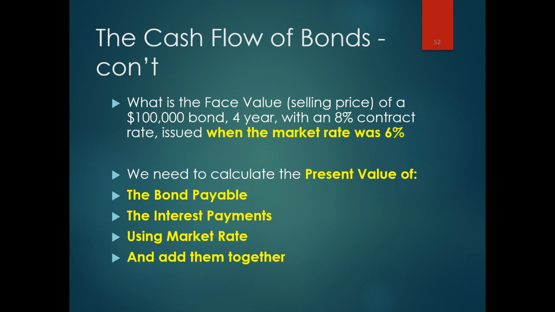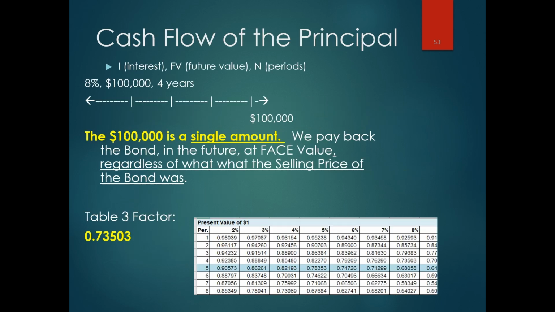So we need to calculate the present value of the bond payable and the present value of all the interest payments, using the market rate, and we're going to add those two calculations together. So let's do it. I want you to visualize a timeline with the 4 years in it, and that $100,000 at the end of year 4 is going to be paid back to the bondholder.